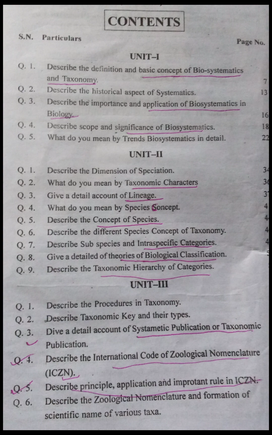Question number 4. Describe scope and significance of biosystematics. Question number 5. What do you mean by trends in biosystematics in detail? Unit 2. Question number 1. Describe the dimension of speciation.